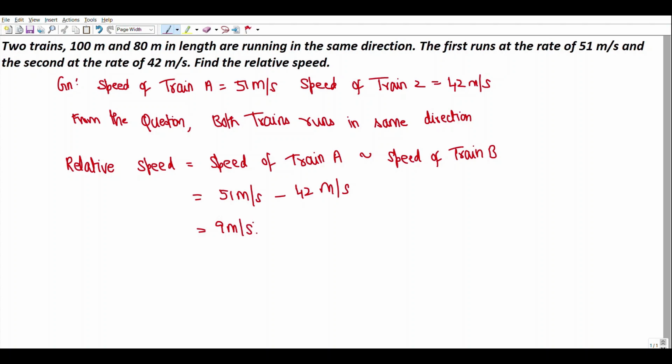Therefore, when the two trains whose speeds are 51 meters per second and 42 meters per second respectively move in the same direction, the relative speed becomes difference in nature. Therefore, relative speed is equal to 51 minus 42 meters per second, which is equal to 9 meters per second. Had they moved towards each other, then relative speed would have become additive in nature.